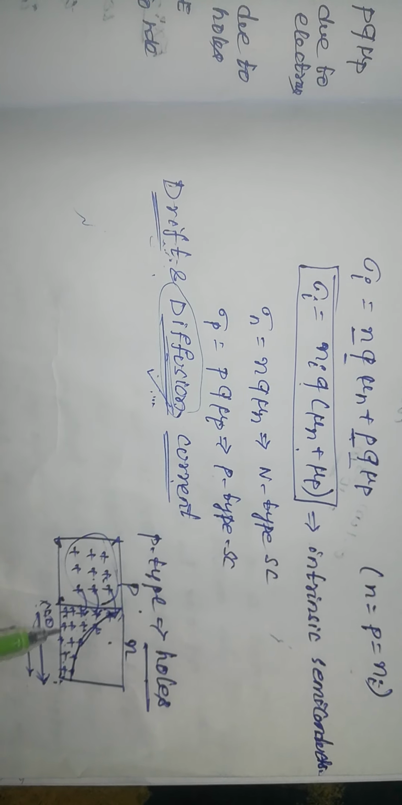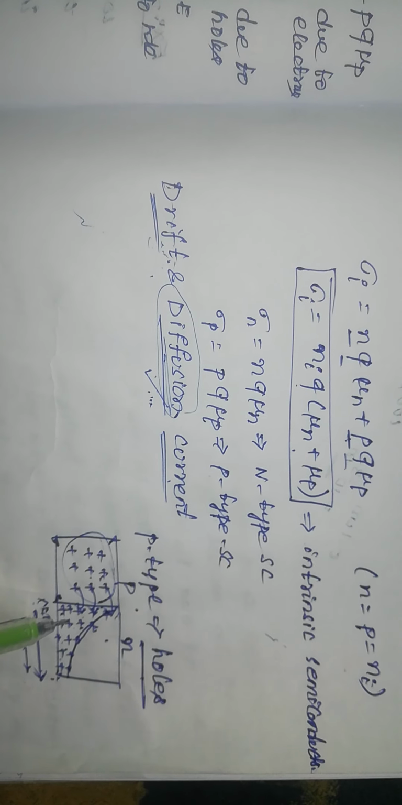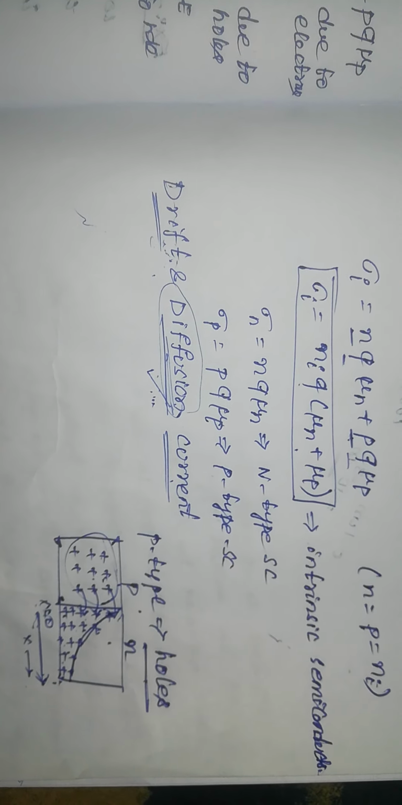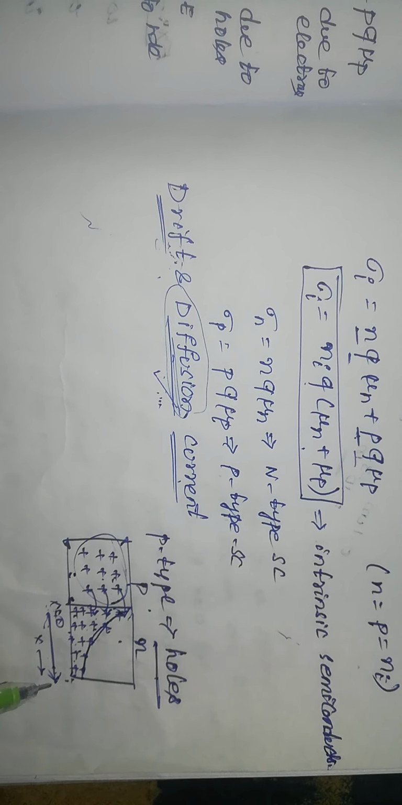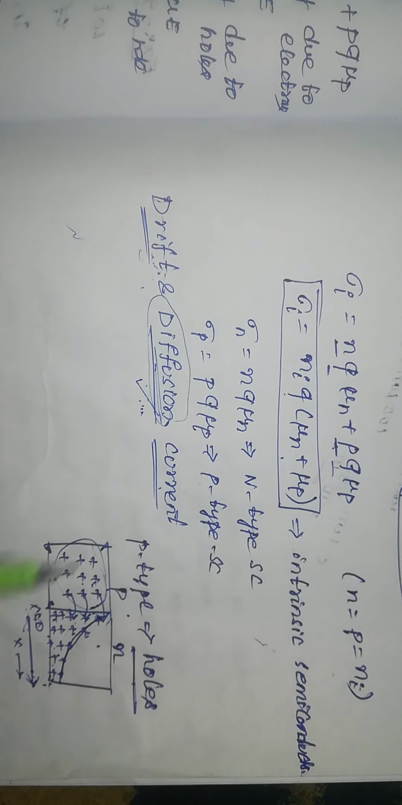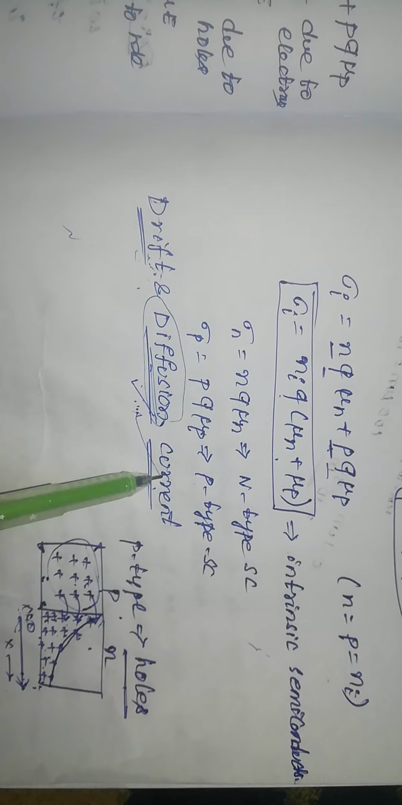The current formed due to this process is called the concentration gradient, where the larger number of holes coming from the p side moves towards the n side. So this process is called the concentration gradient, and the current formed due to it is called the diffusion current.